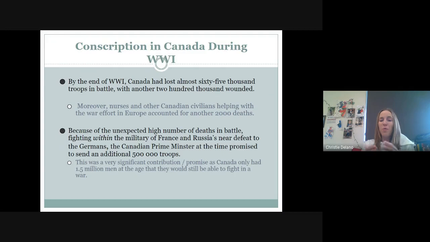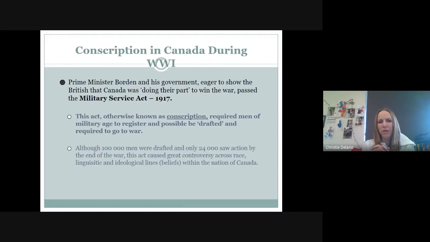Canada only had about 1.5 million men at the age that they identified meant that you could fight, so 18 to 40-ish, right? So we only had about 1.5 million. And they said, well, we're going to send you a third of them. Well, that's not going to happen. We can't get that many people to enlist voluntarily. So Prime Minister Borden and his government, they want to show the British that they're doing their part and they're helping. And so they passed something called the Military Service Act in 1917.